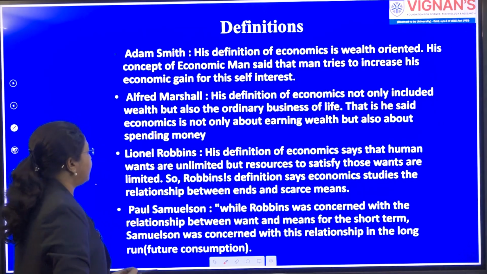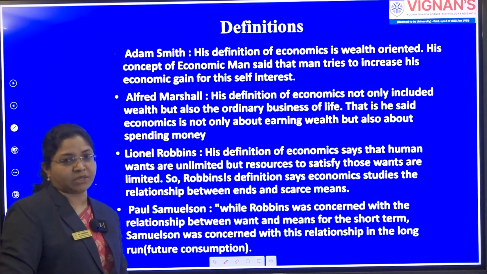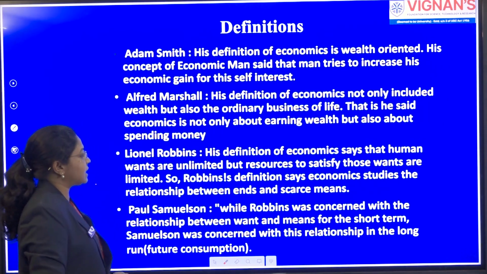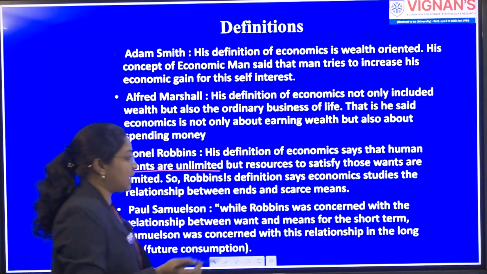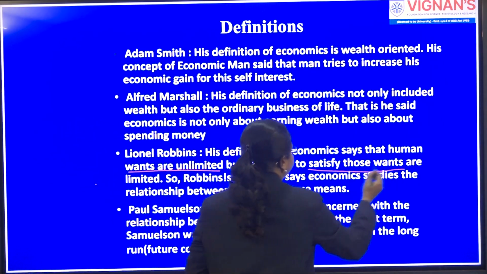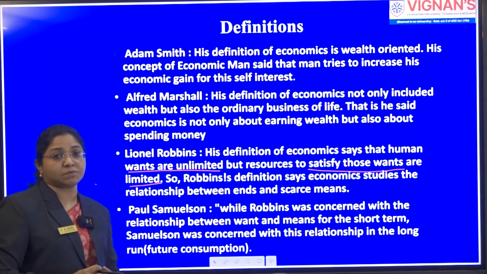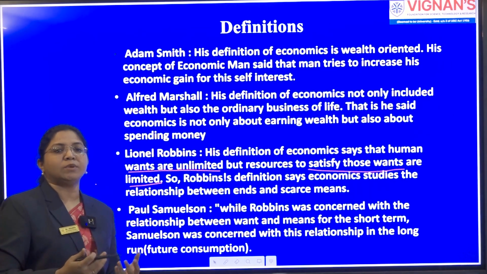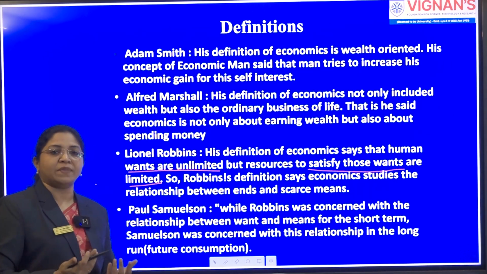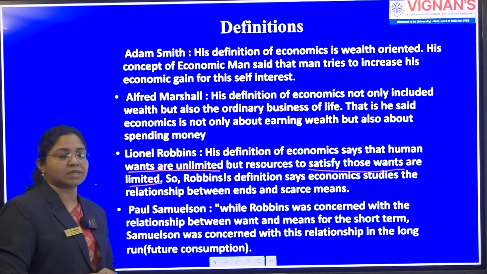The third definition, given by Lionel Robbins, is one of the most popular definitions in economics. He says that human wants are unlimited, but the resources to satisfy those wants are limited. This is the crux of economics: human beings by basic nature have lots of wants, and these wants have to be satisfied by limited resources. That's what Lionel Robbins says.